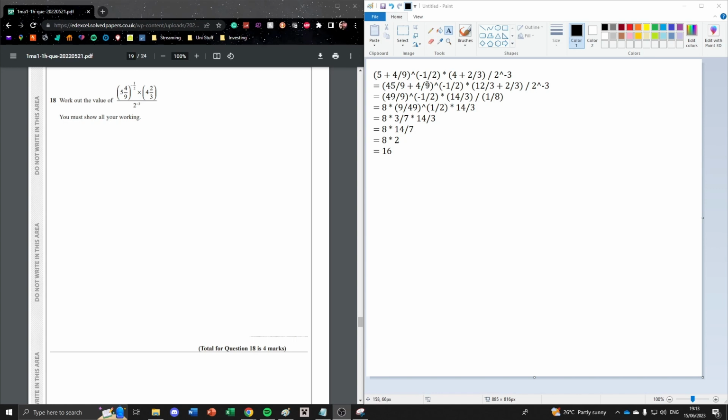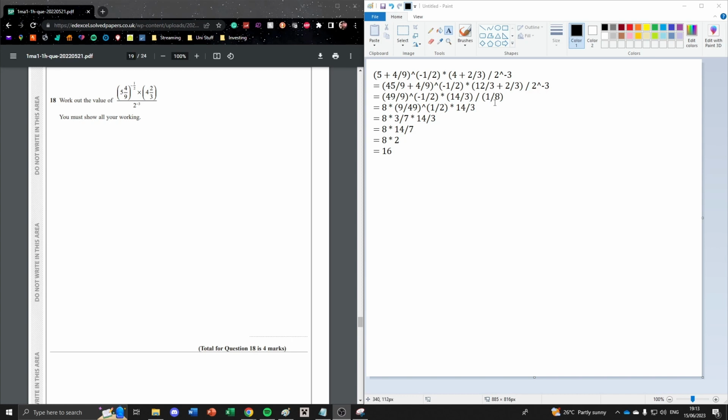So of course, because these two fractions have the same denominator, we could just add the numerators to make it into one fraction, 49 divided by 9 to the power of minus a half. And again, these two fractions have the same denominator, so we can add the numerators and get 14 divided by 3. And of course, that's all divided by 2 to the power of minus 3, which is just the reciprocal of 2 to the power of 3. So 1 over 2 to the power of 3. 2 to the power of 3, of course, is 8, and so 2 to the power of minus 3 is 1 over 8.